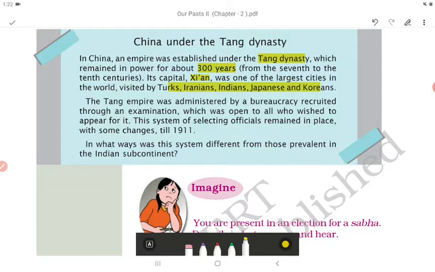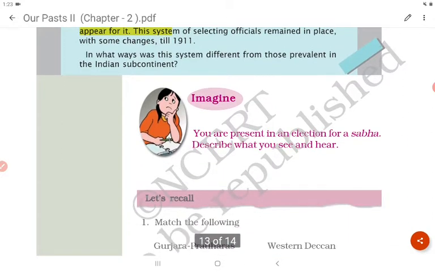The Tang Empire was administered by a bureaucracy recruited through an examination which was open to all who wished to appear for it. The system of selecting officials remained in place with some changes till 1911. In what ways was this system different from those prevalent in the Indian subcontinent?